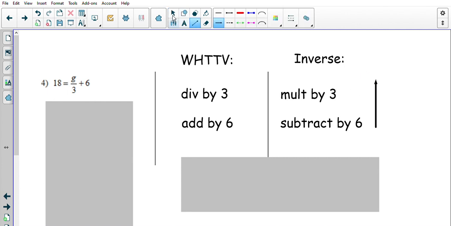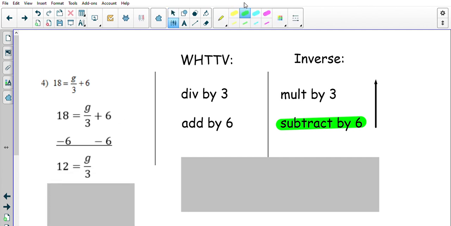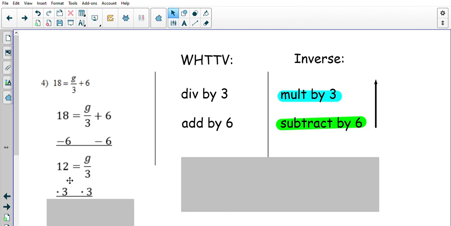Start by subtracting by 6 on both sides. So let's show that. 18 minus 6 gets us 12. Set that equal to the g over 3. This will cancel out here. So we have 12 equals g over 3. The inverse of dividing by 3 is to multiply by 3. So let's show that on both sides. We're going to do 12 times 3 to get our solution, and that will be 36.